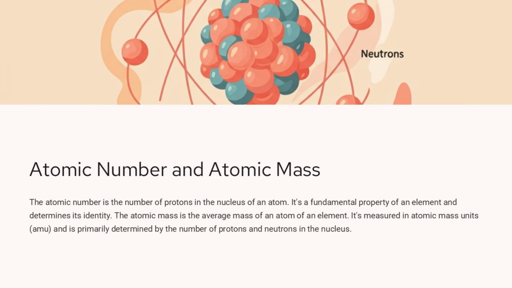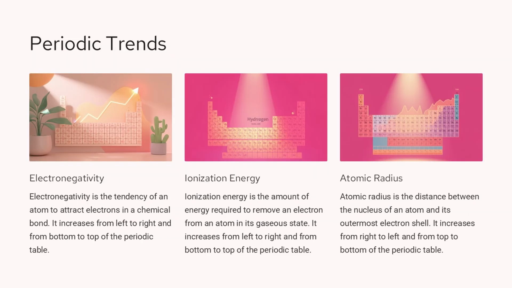The atomic mass is the average mass of an atom of an element, measured in atomic mass units, AMU. The atomic mass is primarily determined by the number of protons and neutrons in the nucleus. This detailed diagram shows the key components of an atom, the protons, neutrons, and electrons, with the atomic number and mass highlighted.